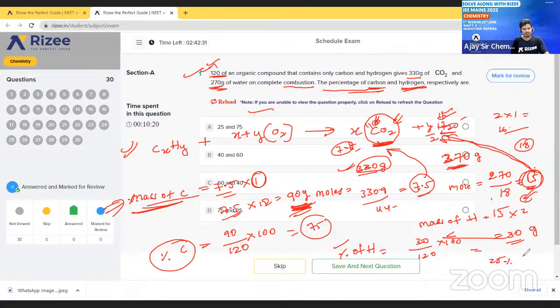25 percentage. Very simple. So percentage of the carbon, how much? 75. And percentage of the hydrogen, how much? 25. So what is the correct option?